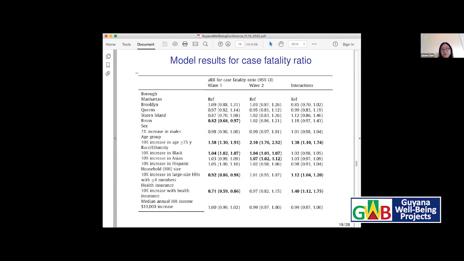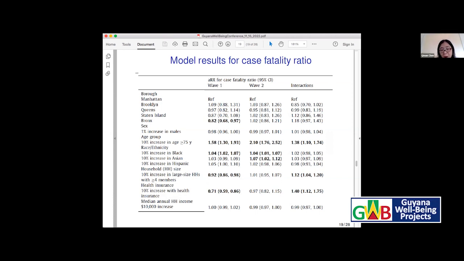Case fatality ratio means, among those classified as positive, how many have death as the event. We see not much difference across neighborhoods, but we still see that neighborhoods with a higher percentage of seniors have a higher case fatality ratio, and this is even higher in wave 2 compared to wave 1. The community with a higher percentage of Black residents has a higher case fatality for both wave 1 and wave 2, and the community with a higher percentage of Asian residents also has a higher case fatality ratio in wave 2.